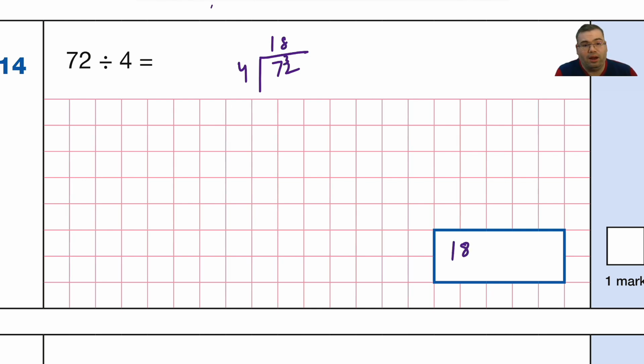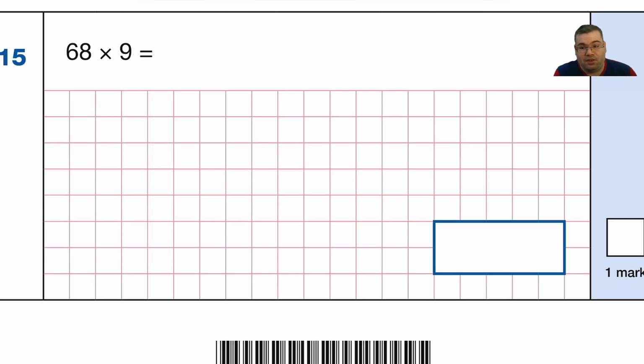Other way is that you can divide it by 2. 72 divided by 2 is 36. But you need to do it 2 times because actually we need to divide by 4. So you should divide by 2 two times. So 36 divided by 2 is equal to 18. So both are correct.